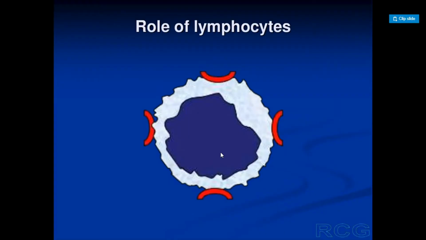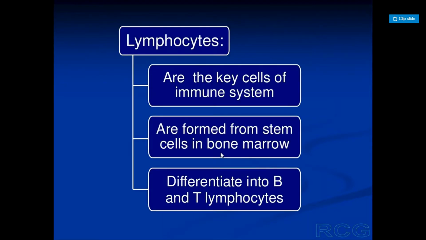Now comes the role of the lymphocytes. The lymphocytes are the key cells of the immune system, and they are formed from the stem cells in the bone marrow, where they differentiate into B and T lymphocytes: the B lymphocyte in the bone marrow and the T lymphocyte at the thymus.